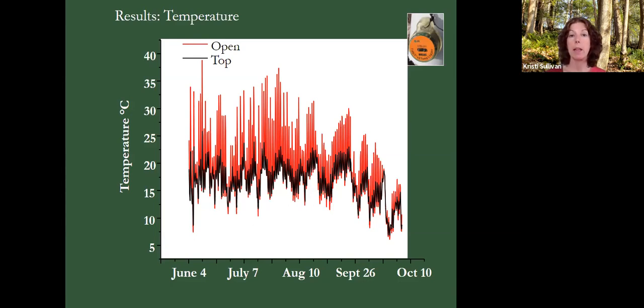When you look at the black line, which is inside the tops of the trees or the piles, the temperature tends to be cooler overall and it doesn't fluctuate as much. It's more stable. And this is really important for a lot of organisms. For example, some tree seedlings, if it gets too hot on the forest floor during the summer, it'll actually cause them to die. Forest salamanders like cool, moist temperatures. They don't do very well in hot and dry climates.